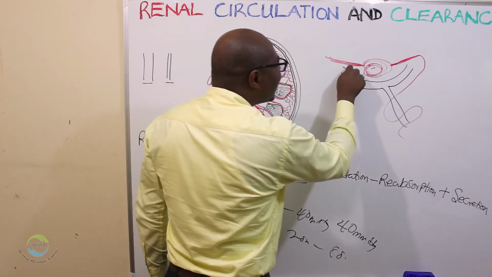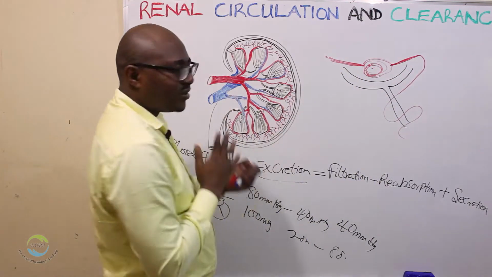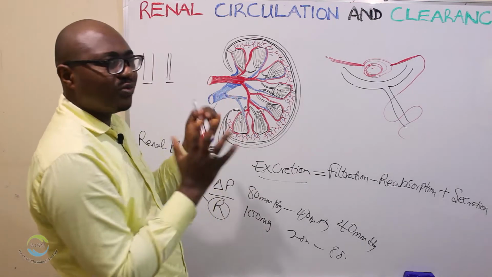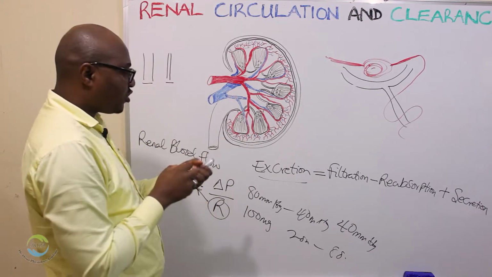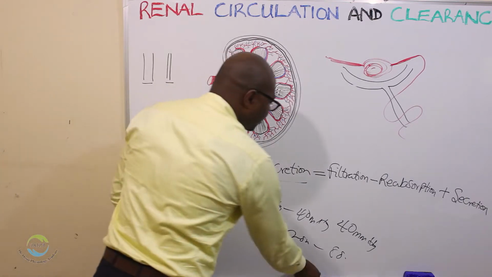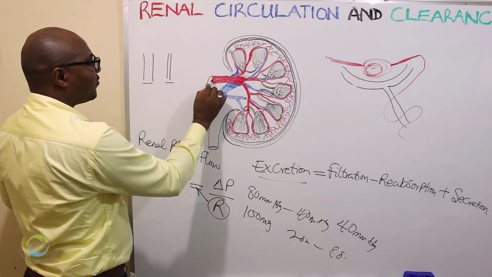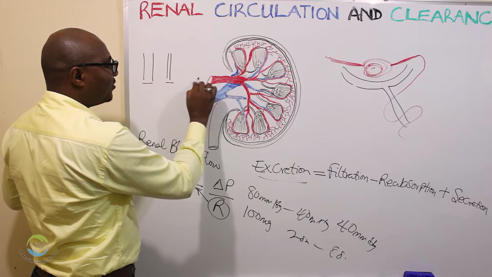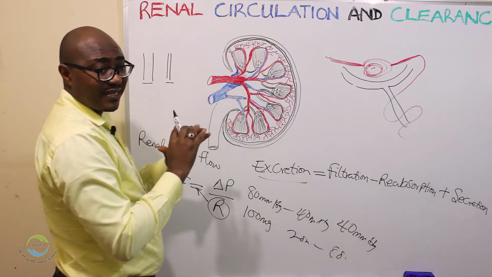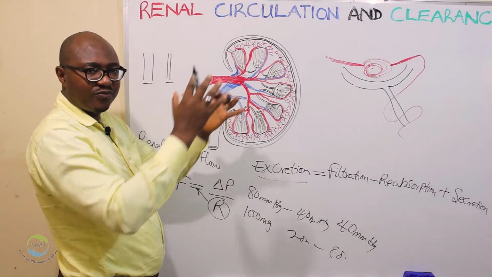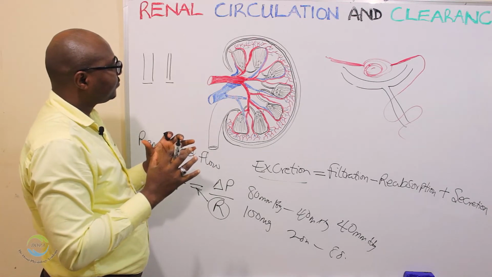So before you get to this arteriole, what are the other blood vessels? It's just good we know. It's not something you need to stress yourself about. It is good that you know. That's why we put up this diagram here. Now, first of all, you have the renal artery, which is a direct branch of the abdominal aorta.